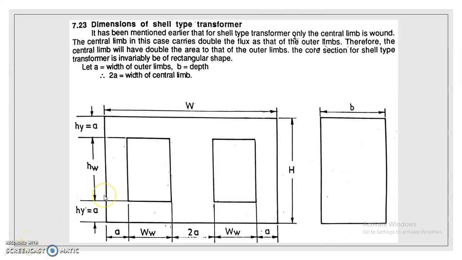You can see here the diagram of the figure. This portion indicates, A is nothing but the width of the outer limb. WW is the width of the window. This is the height of the window, that is HW. HY is the height of the yoke. It can also be defined as HY equals A.